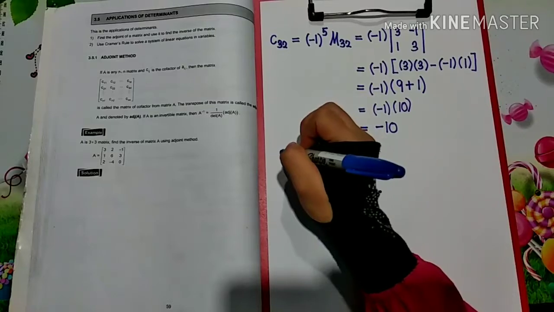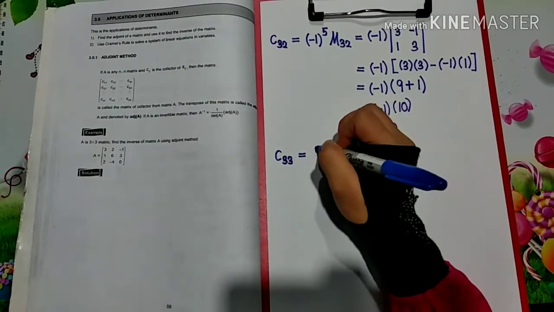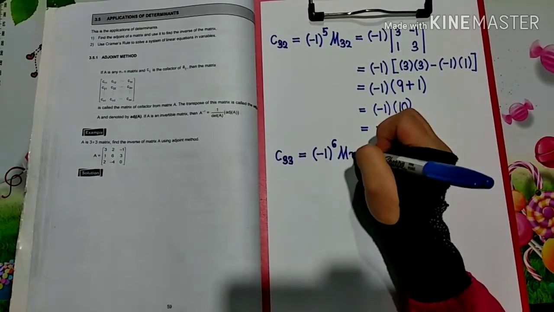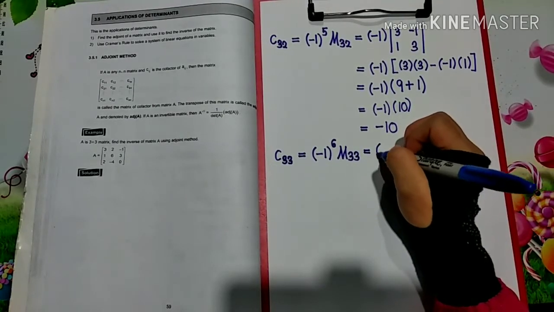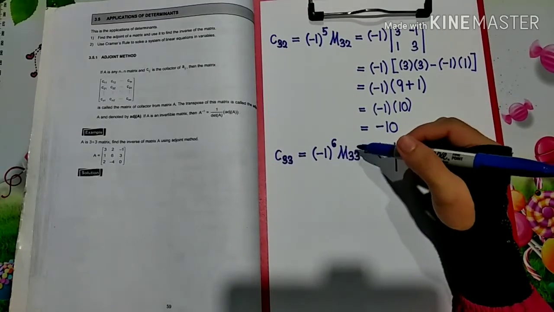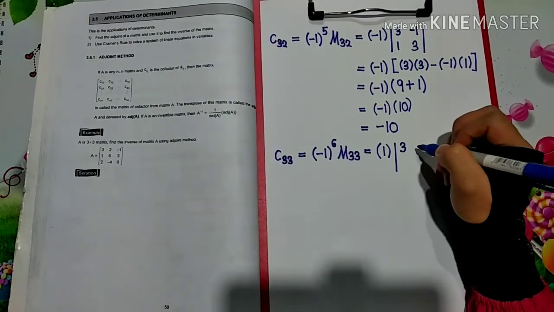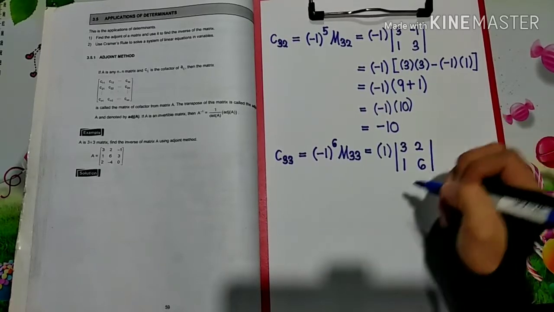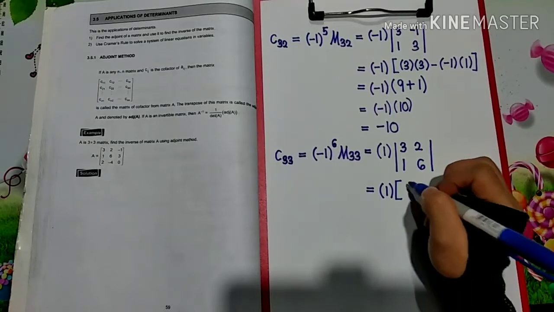Okay, the last one, we compute C33. So equal to negative 1 power 6 and 3 equal to negative 1 power 6, you will get here 1 M33, delete third row, third column. Third row, third column. So you will get here 3, 2, 1, 6. So we solve here.